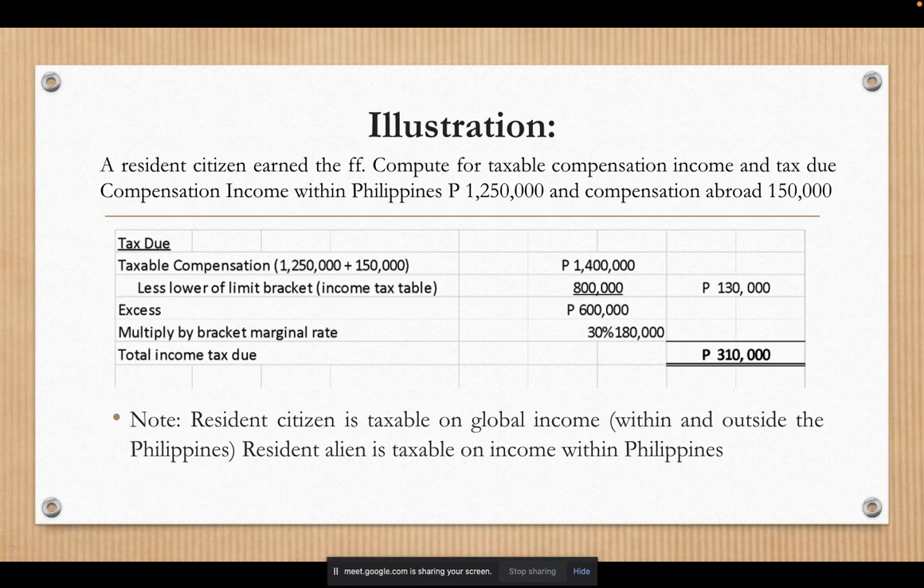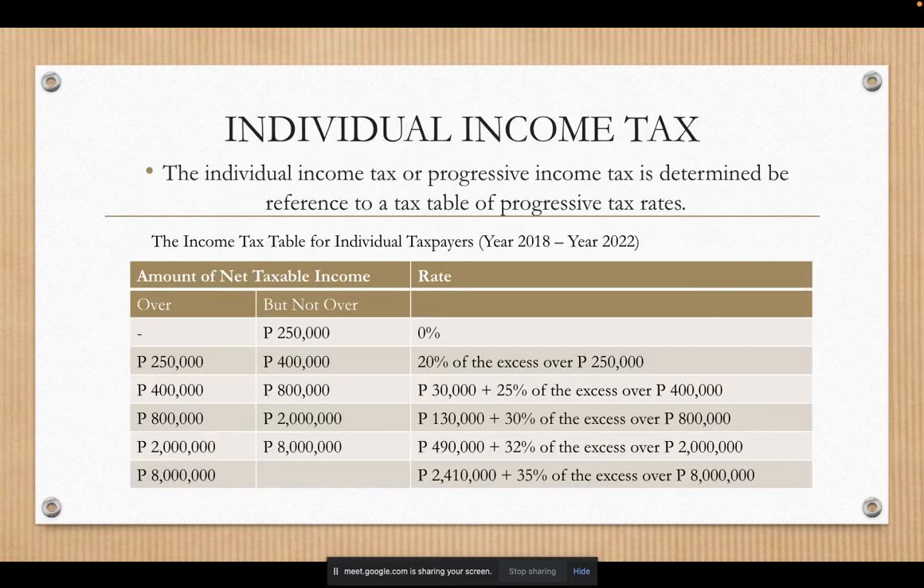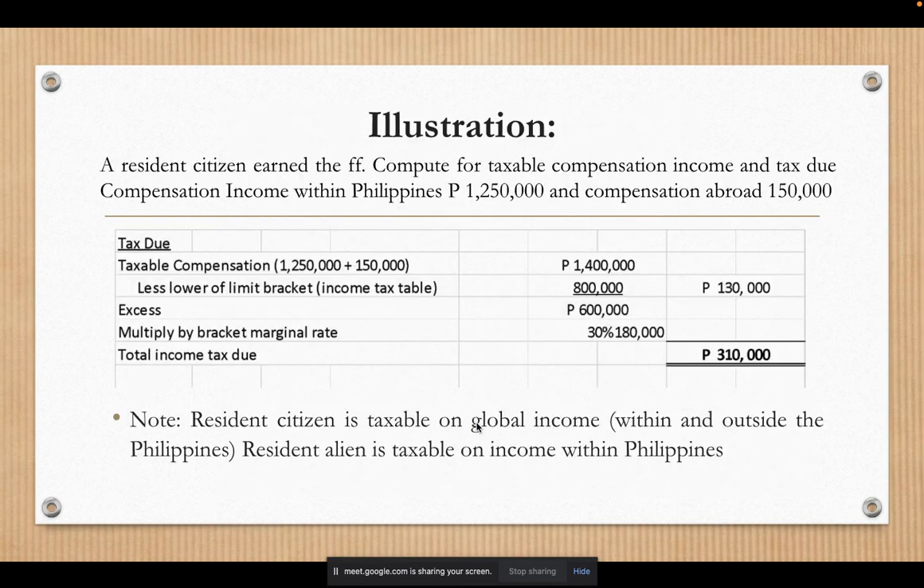Saan siya mag-fall? Dito sa category na to. Kung makikita mo, ang income niya is 1.4. So, papasok siya dito sa more than 800,000 but not more than 2 million. So, ang tax bracket niya is itong nasa 130,000 plus 30% of the excess of 800,000. Makikita mo dito, may 130,000 na siya, plus the excess of 600,000 will be multiplied by 30%, which is actually 180,000. 180,000 plus 130,000, that will be your total income tax due of 310,000.